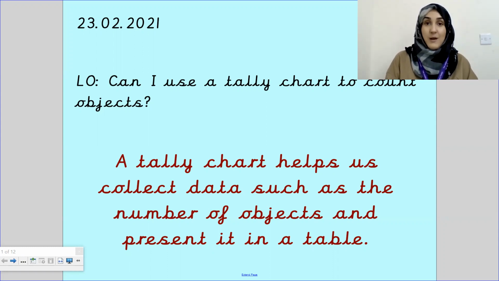Our learning objective for our new topic that we are going to start is, can I use a tally chart to count objects? Can I use a tally chart to count objects? Okay, you must be thinking, what, Miss Baig, what is a tally chart? A tally chart helps us collect data such as the number of objects and present it in a table.